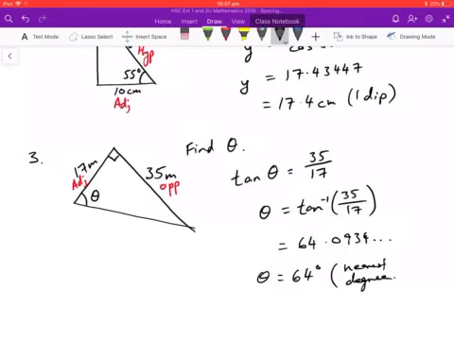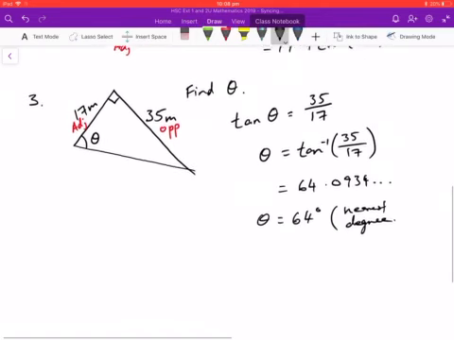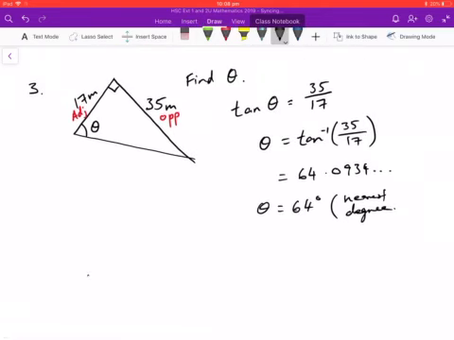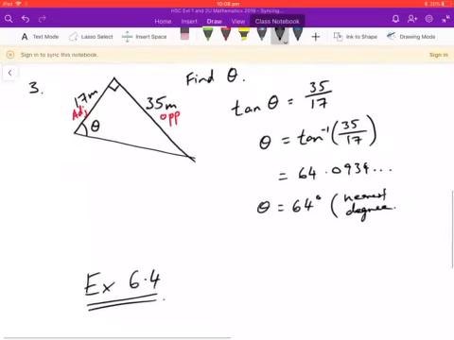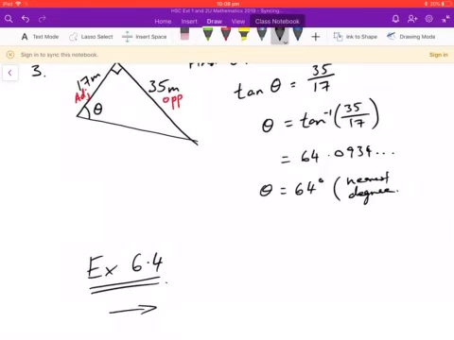Now, if you can do all those three, then that's basically it. So the next little exercise, we've got exercise 6.4. Be able to work on that and work your way through. Now, if you really feel keen, you can start on exercise 6.5 as well, which is revision from year 10 and year 9.